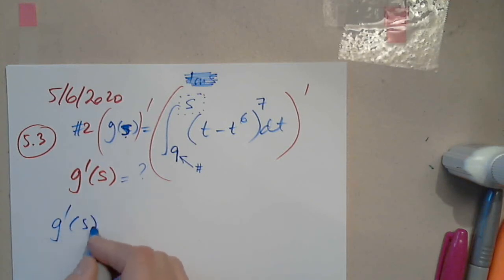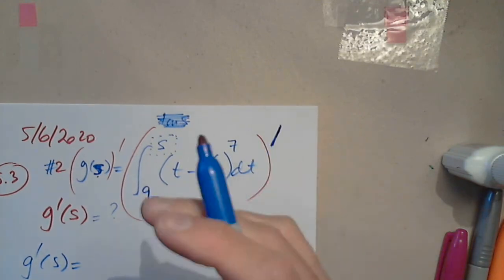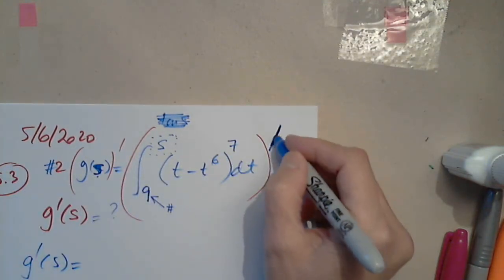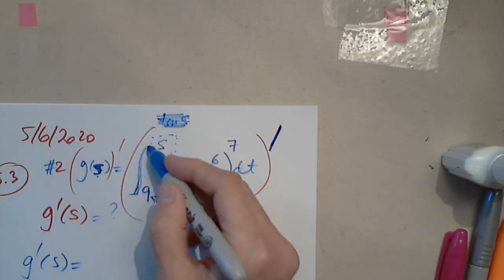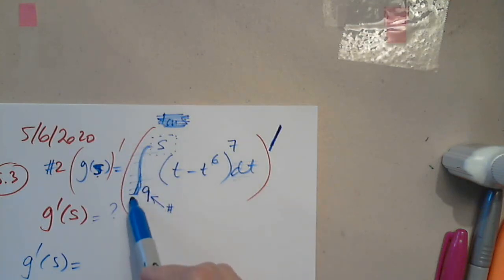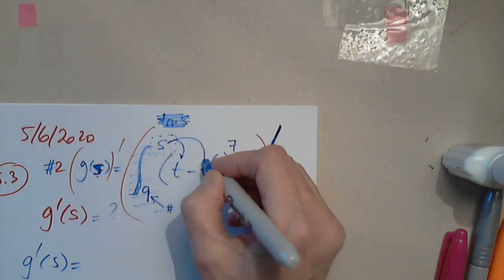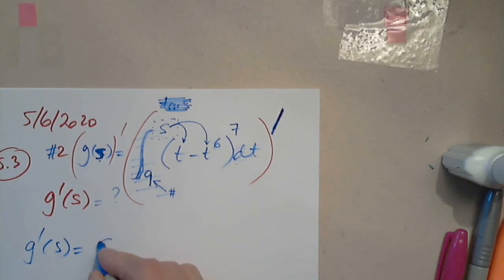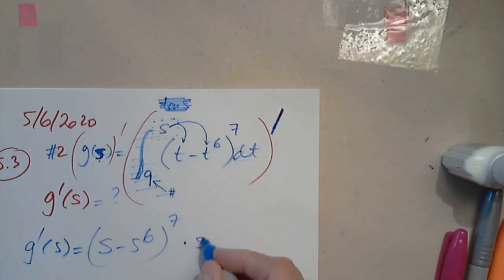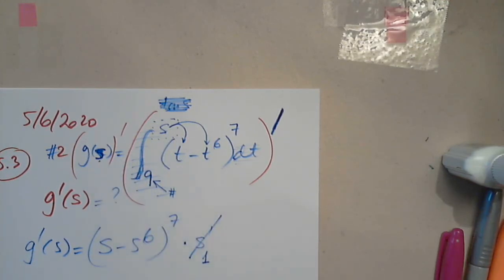So g prime of s will be, when I differentiate, I hope you can see this. Let me know if you can, if I'm skewed. So when I differentiate an integral, this cancels out and this cancels out. And what happens is I replace t by s. So this is s minus s to the 6th, everything to the 7th, and I should write times this function prime. But there is no need, because this function prime is 1. It's like x. It's s. S prime is 1. That's all I need to do.